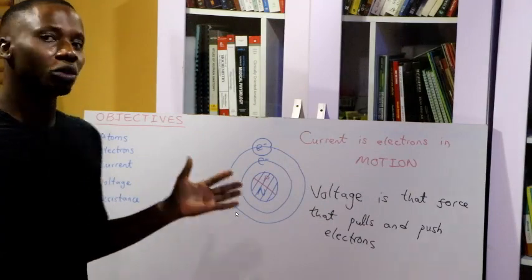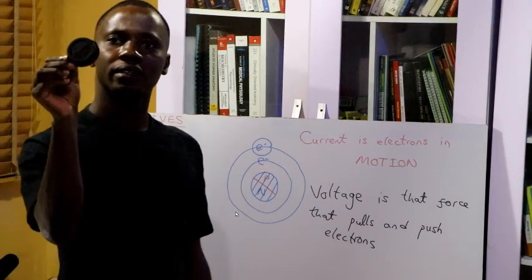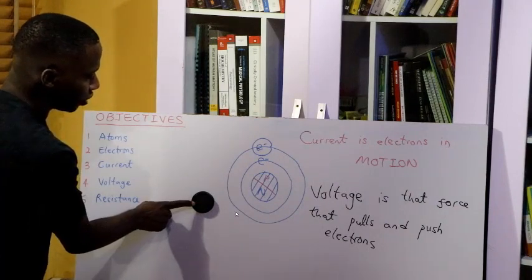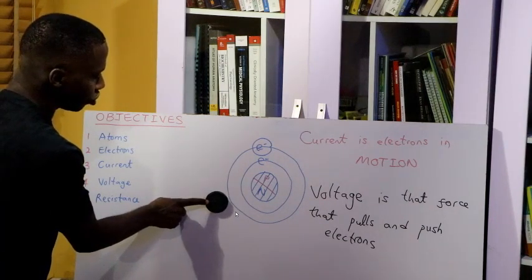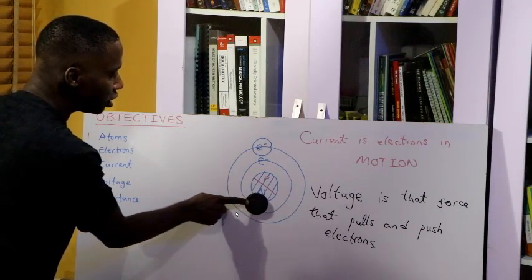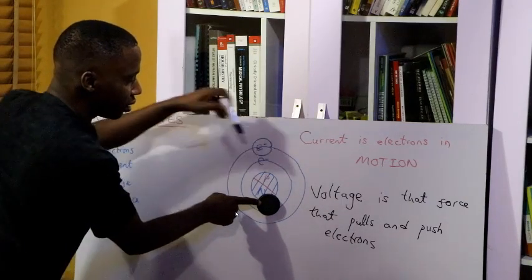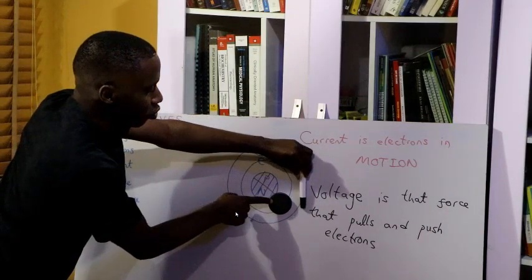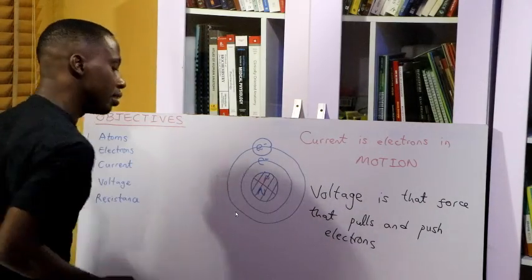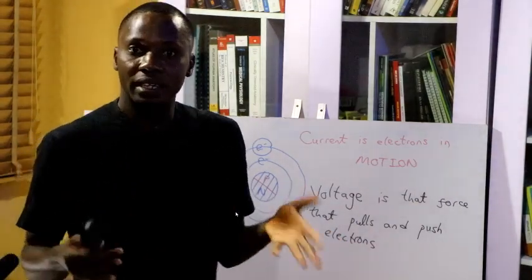Now the last concept we're going to talk about is resistance. Now we have our electron here, then my finger is the voltage, and I'm ensuring the electron is moving. Okay? Now as the electron is moving, naturally it's going to experience a resistance. It's going to experience a pushback, because in reality, the electrons will move within a conductor, within a material.